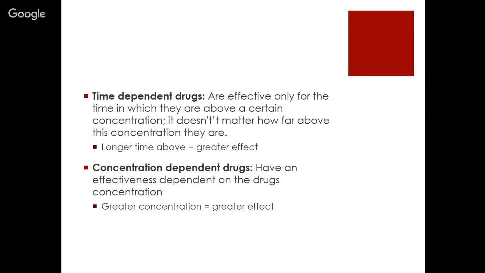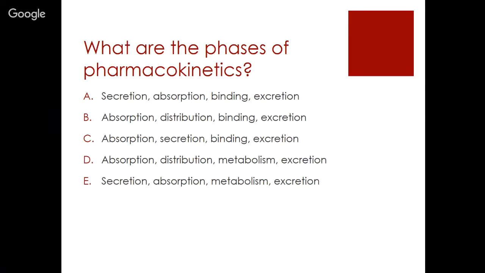Oh, I keep thinking I'm done with these definitions. Time dependent. There was a good graph for it, but I couldn't find it. These ones are only effective for the time in which they're above a certain concentration. So if this is the concentration you need, the drug goes up and it stays above that for however long, that's how long it's effective for. Concentration-dependent drugs will be more effective if they're further above that level. So the more concentration you've got, the more of an effect you're going to have. Whereas with time-dependent, it doesn't matter how far above that minimum concentration it is, it's about how long it's above that concentration for. So I think I have two questions here.